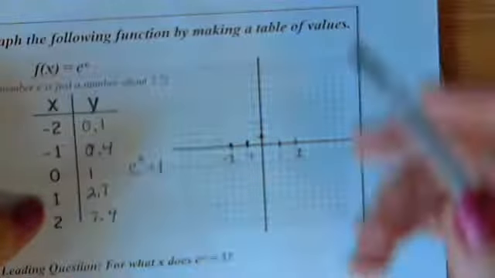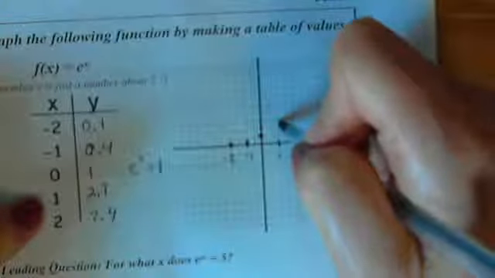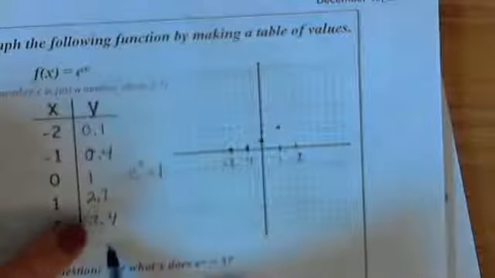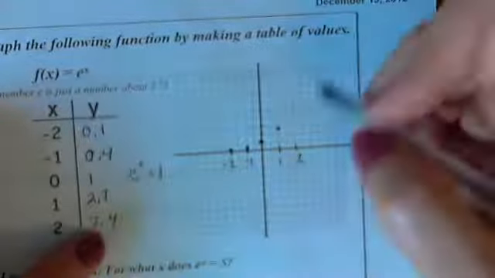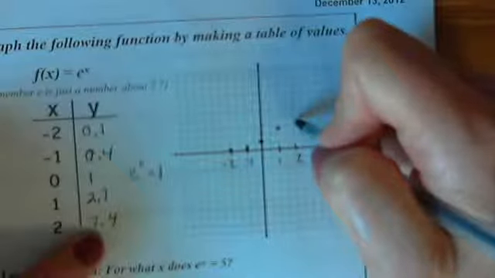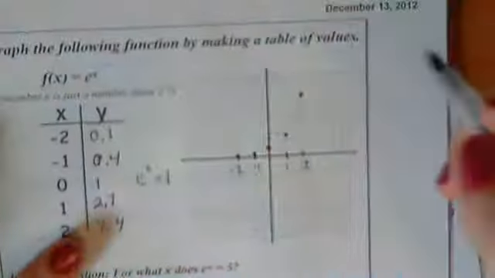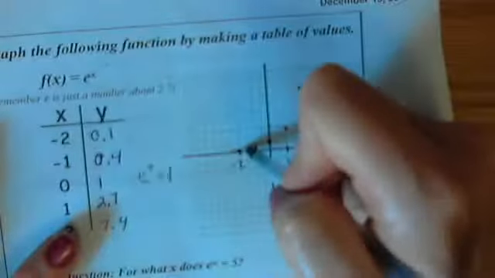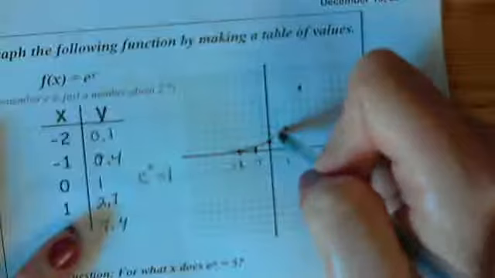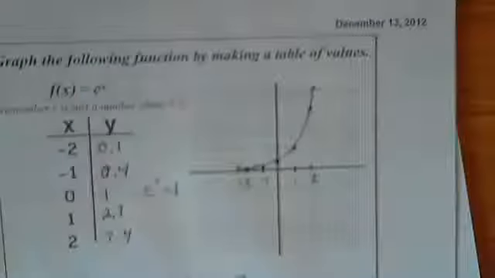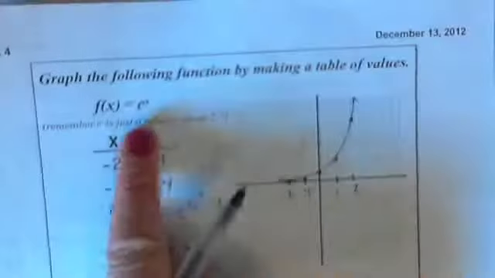1, 2.7, so over 1 and up to almost 3, not quite. And then 2, 7 and 4/10, almost 7.5. So over 2 up, 1, 2, 3, 4, 5, 6, 7, and almost a half. So it curves up very rapidly after a few units. And again, it's a curve. I'm going to put arrows on both ends, and we have the lovely function f of x equals e to the x.